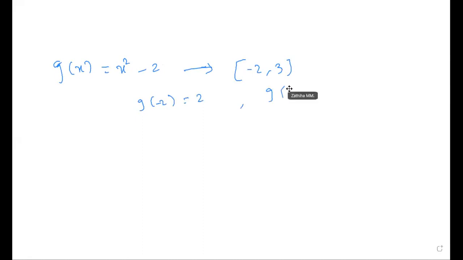Okay, no problem. What we have done is, first of all, we have g(x) equal to x squared minus 2. Within the interval minus 2, 3, we have found g(-2) gives us 2 and g(3).